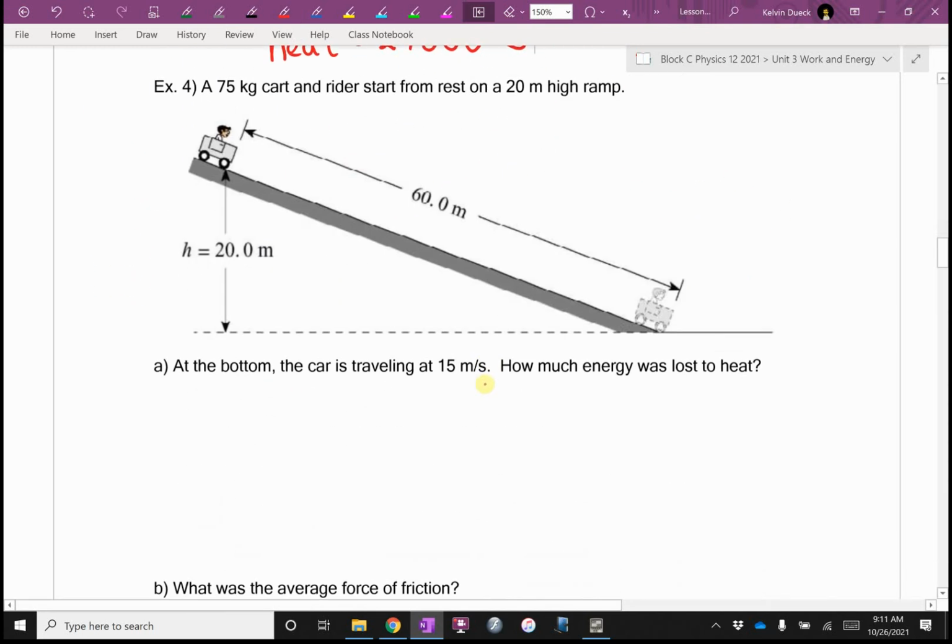Example 4, a cart and rider start from rest. I would underline the phrase from rest. On a 20-meter high ramp, at the bottom, the car is traveling at 15 meters per second. How much energy is lost to heat?